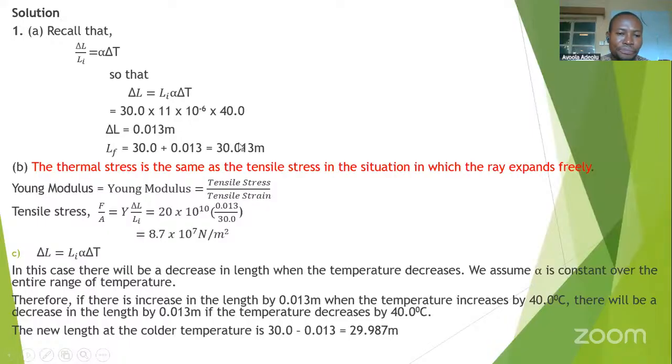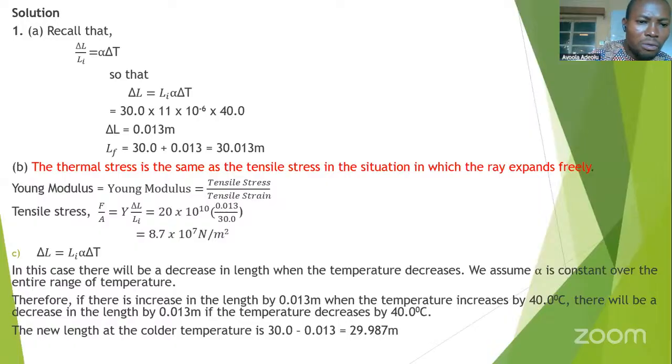So that is that. Then the second question is saying we should find the thermal stress if both ends of that track are clamped. Both ends are clamped so that expansion is not allowed. The stress is the same as the tensile stress in the situation in which the rail expands freely. How do you get this? The way you tackle this is to ask, what if I allow expansion? What will be the tensile stress? The tensile stress you would get if you allow expansion is the same as the thermal stress the track will be passing through if you do not allow expansion.